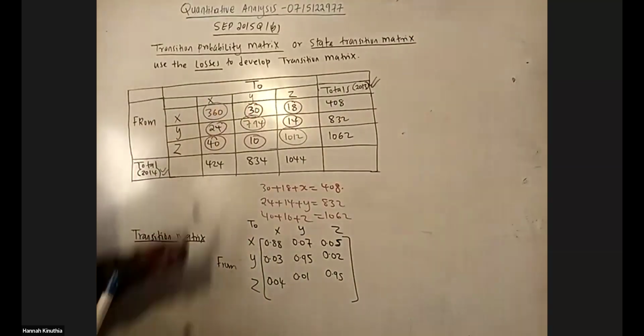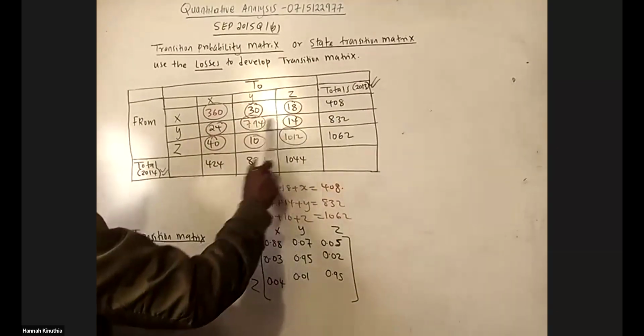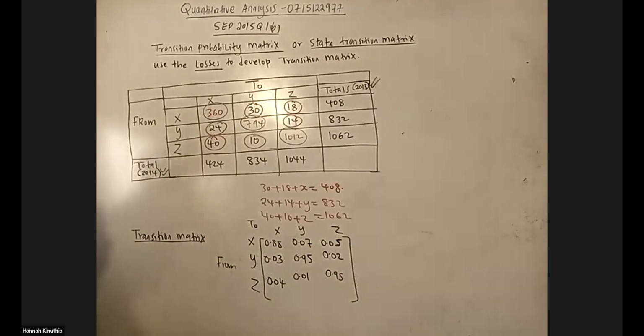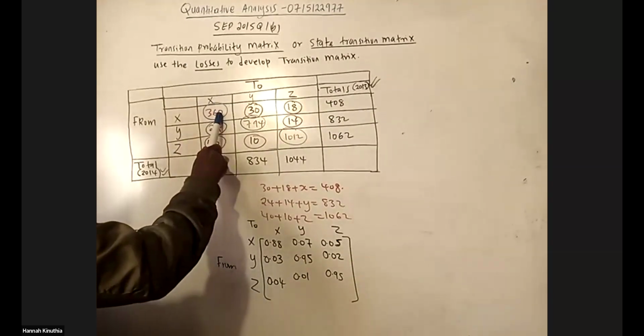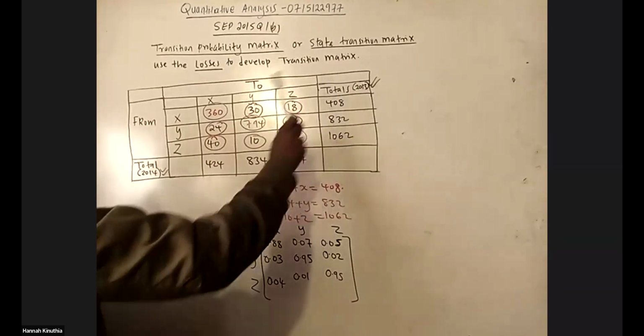Napata 360. That is our retention. 832 minus 14 minus 24, unapata 794. We repeat the same procedure. And then how do you get the probability? So the probability unachukua the number in each, you divide by the original number.